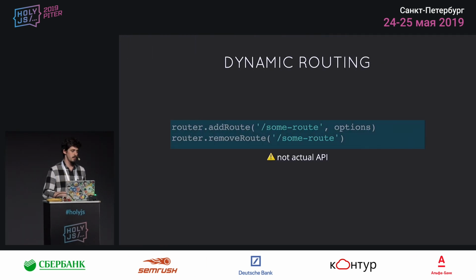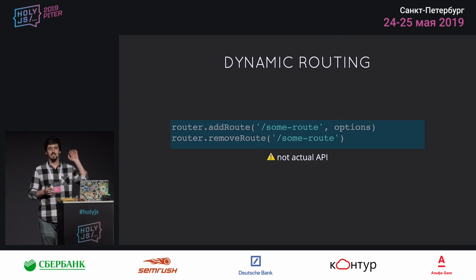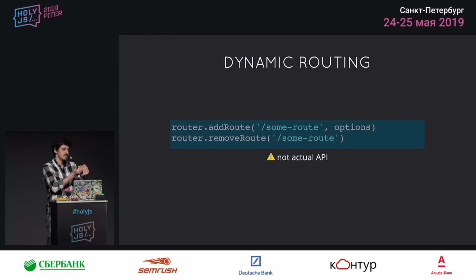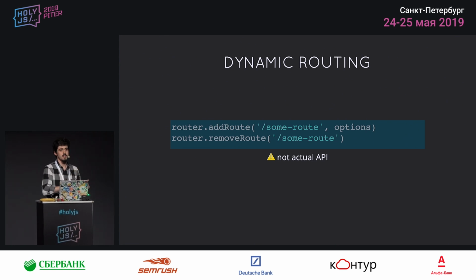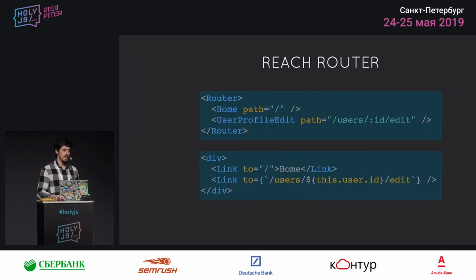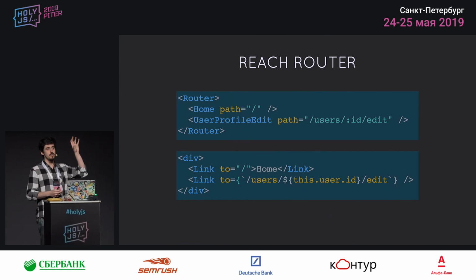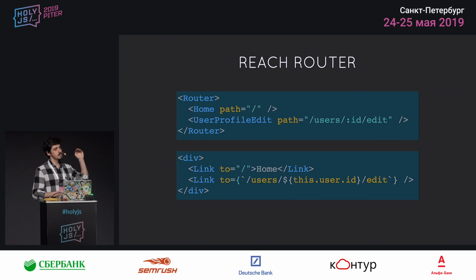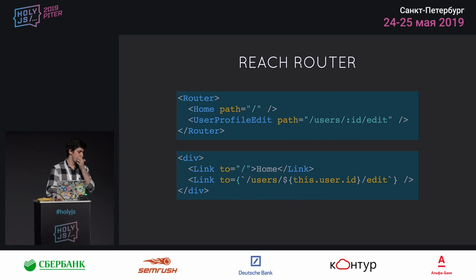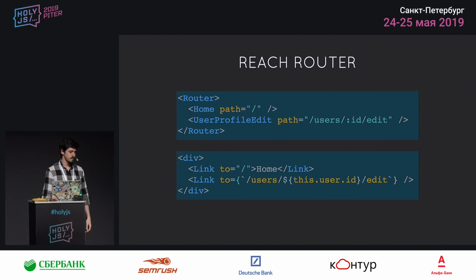In Reach Router, the key is dynamic routing. So this is an API that doesn't exist. Okay, they don't have a router instance where you can call add route and remove route, but it's what happens behind the scenes. And it happens when you declaratively use the router component and you nest inside other components that will be your pages. So for example, here you're saying, okay, we have a router, and the home component will be displayed if we match the path /. And then we have the same for the user profile edit. And then you can add links declaratively, which is really nice.